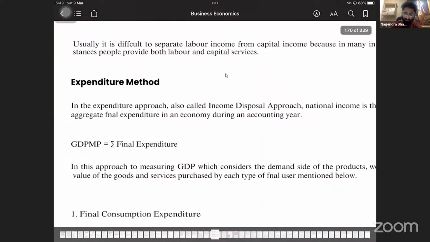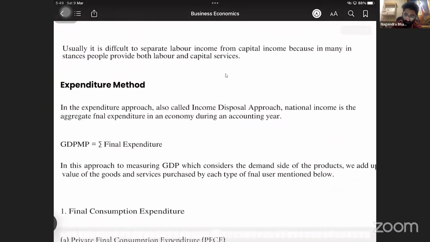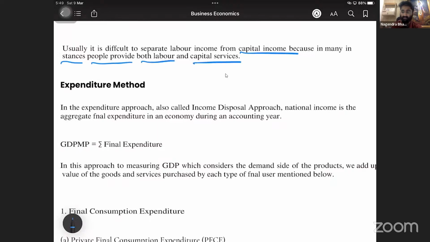So usually it is difficult to separate labor income from capital income, because in many instances people provide both labor and capital services. Correct? For example, in my office, the assets that you are seeing here are my own assets. I invested them, it is my own capital. At the same time, who is working in my office? I myself am working in my office.